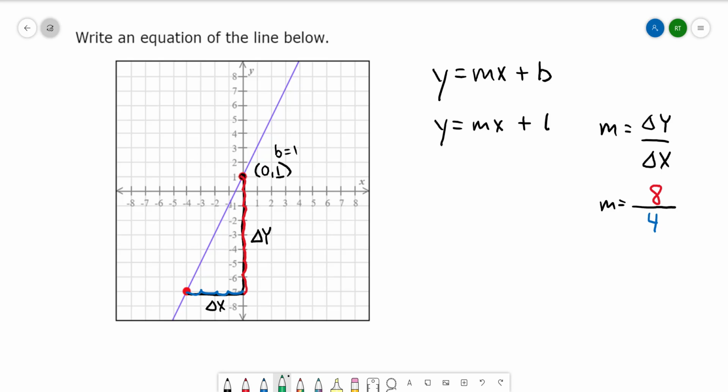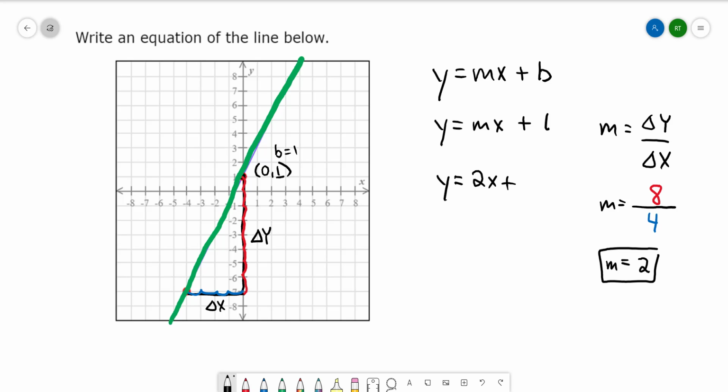And don't forget, you need to ask yourself, is your slope positive or negative? When I trace my line starting from left to right, you can see that the line is increasing. Therefore, my answer is a positive slope. So it's going to stay 8/4. But actually, looking at that, I know I can reduce it. 8 divided by 4 is 2. So my slope is 2. And now I'm just going to substitute that into my equation. Y equals 2x plus 1. And there you go. I have the equation of the line. And that's it. I hope it helps.